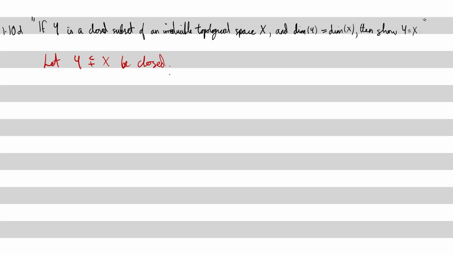Well, any chain of irreducible closed subsets in Y lifts to a, well, any admissible chain in Y induces an admissible chain in X of the same length.